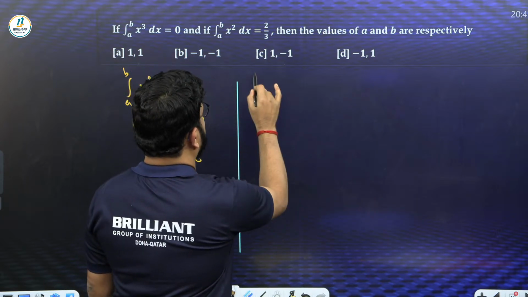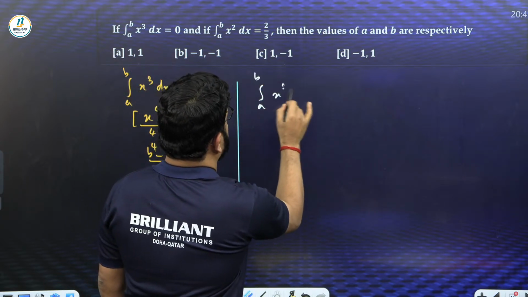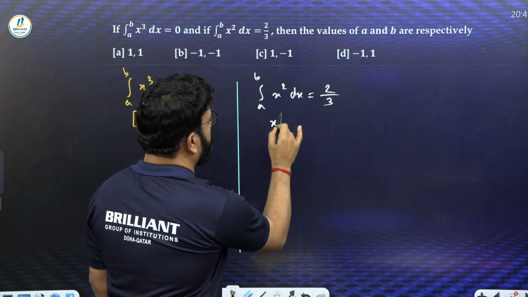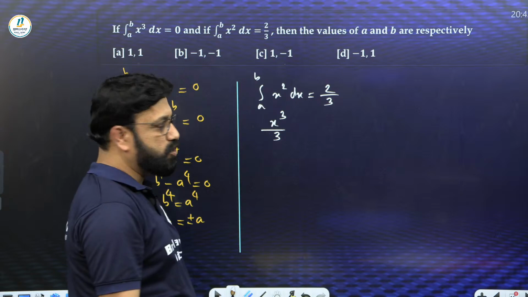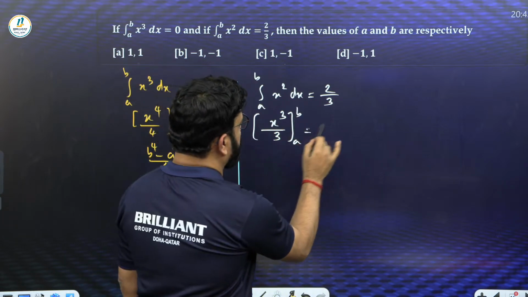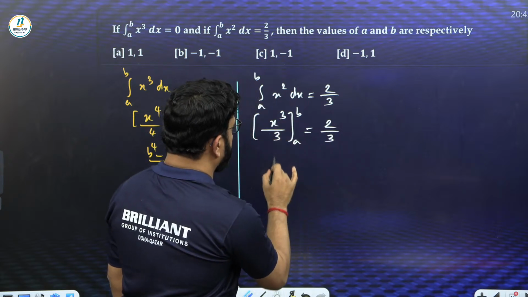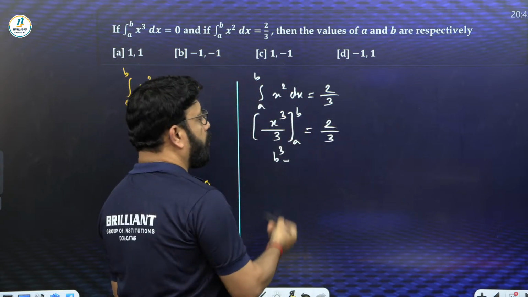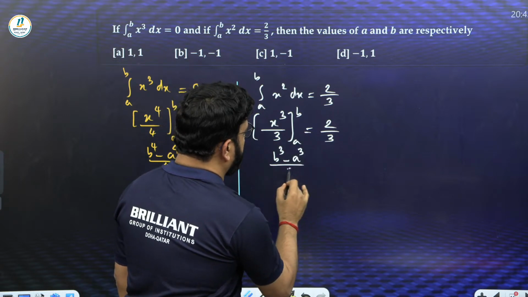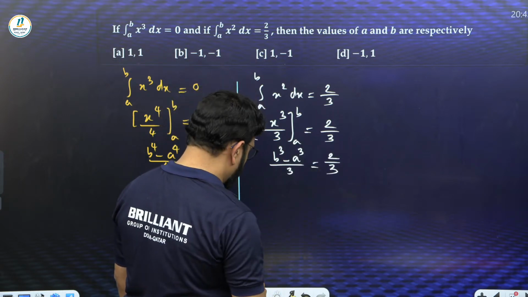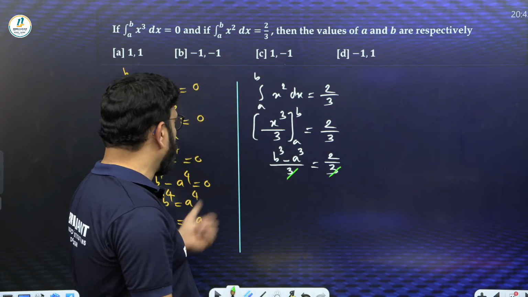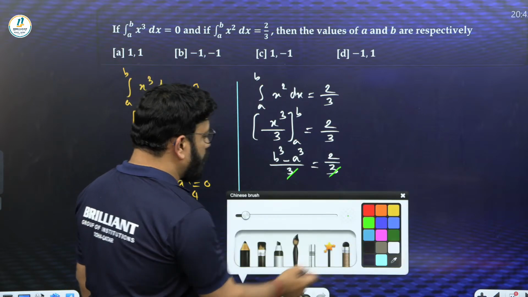What is the second condition? Integral a to b of x square dx equal to 2 by 3. x cube by 3 is the integration of x square, with the limit a to b, equal to 2 by 3. Substituting b cube at the place of x, and a cube, by 3 equal to 2 by 3. 3 will be cancelled, the denominators cancel. b cube minus a cube equal to what? 2.